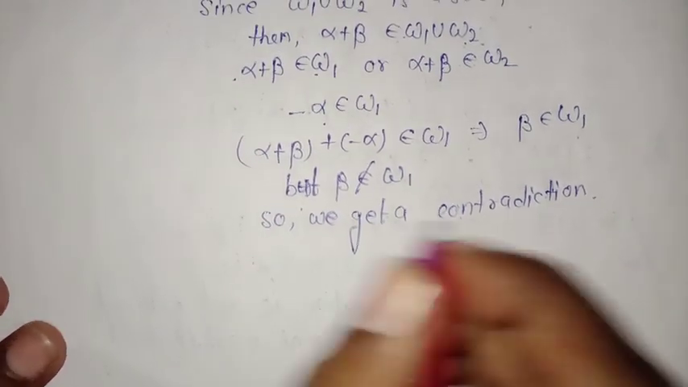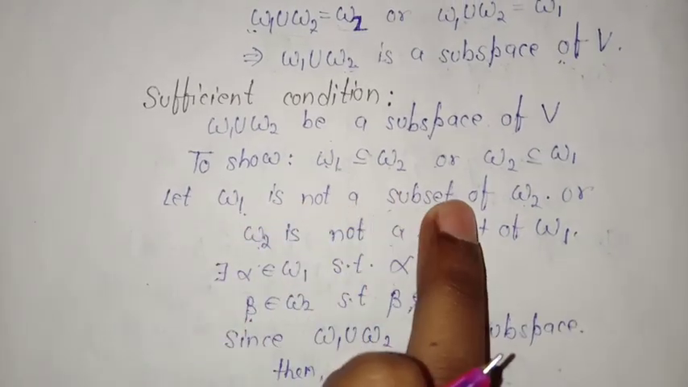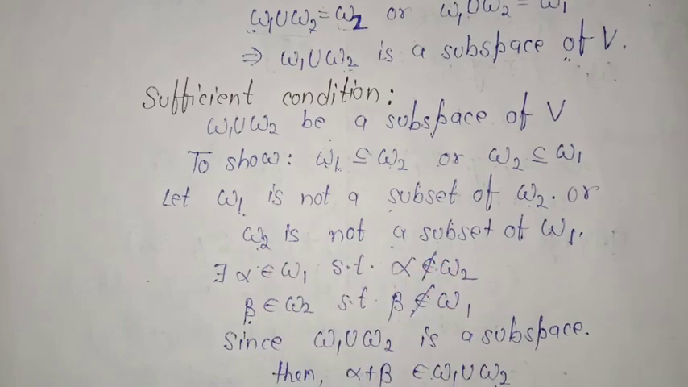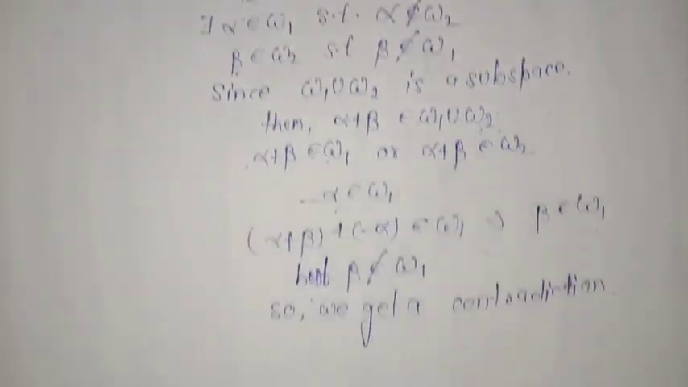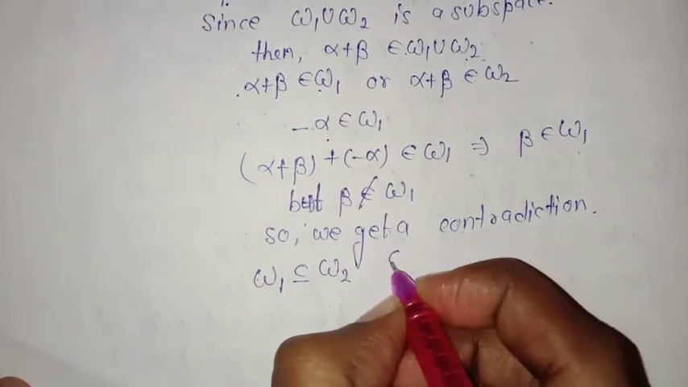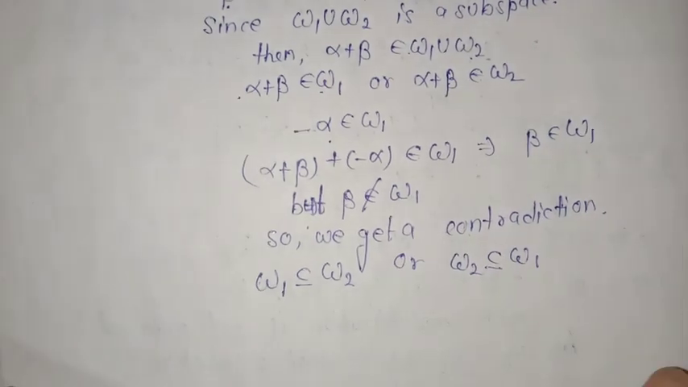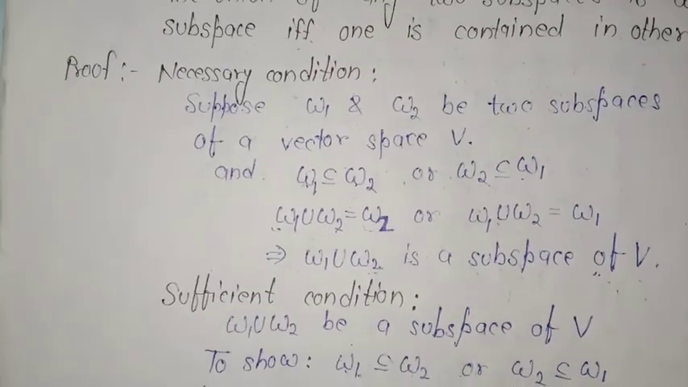Hence, our supposition was wrong, that W1 is not a subset of W2 or W2 is not a subset of W1. So this supposition was wrong. So from here we get that W1 is contained in W2 or W2 is contained in W1. So this was the necessary and sufficient part of this theorem.